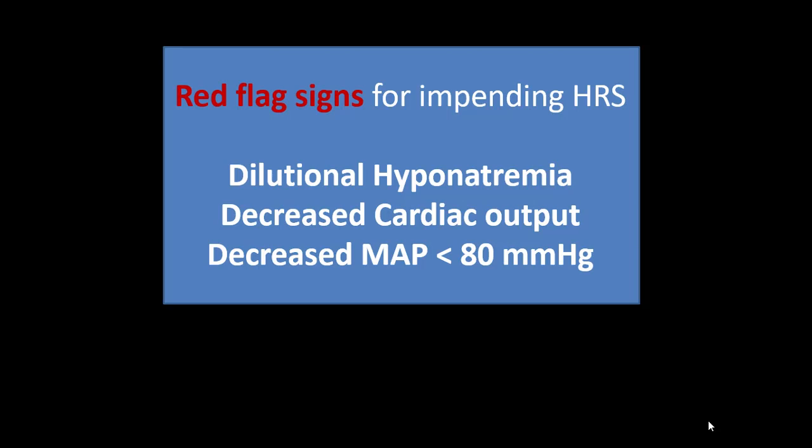So if you have a patient who is suspected to be in HRS, red flag signs are dilutional hyponatremia, increased cardiac output, and a decreased MAP of less than 80. Renal perfusion is actually auto-regulated well in the range of 70 to 75 mm of Hg. Once the blood pressure goes down, it is actually absolutely proportional to your perfusion pressure. So the auto-regulation is lost. So if your MAP is below 80, the renal insult is more likely.